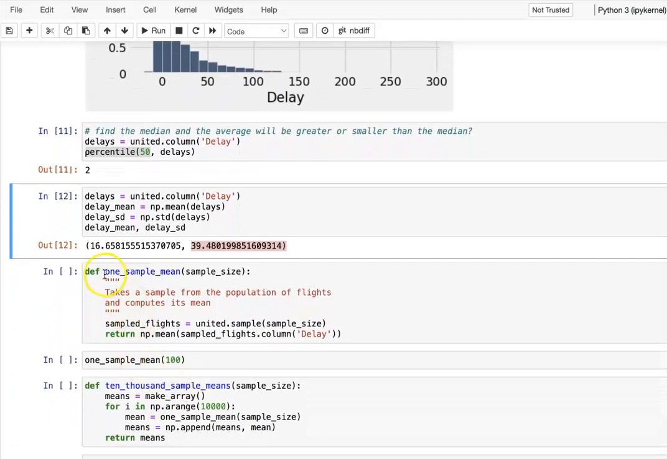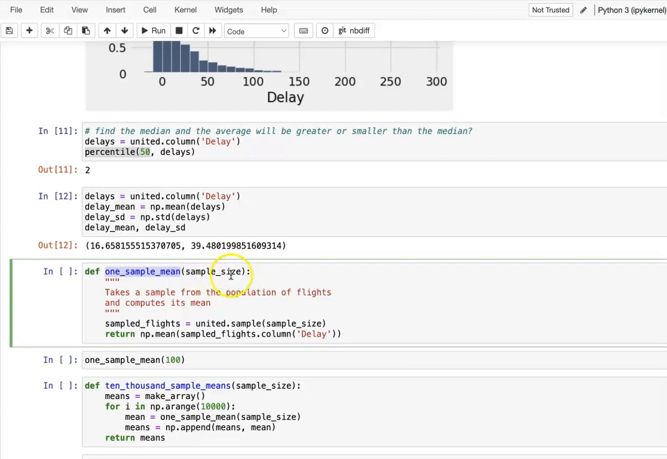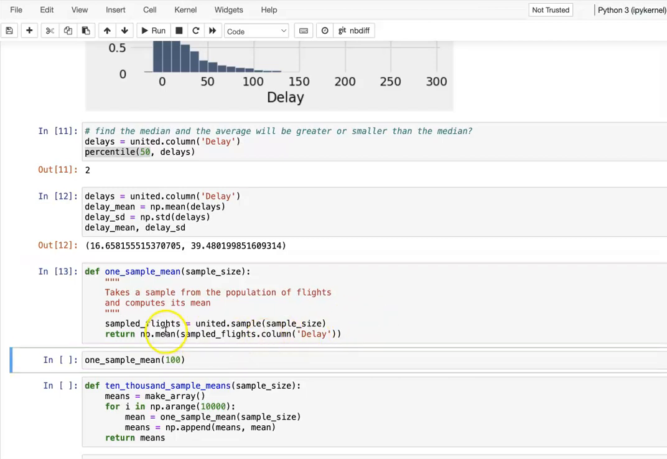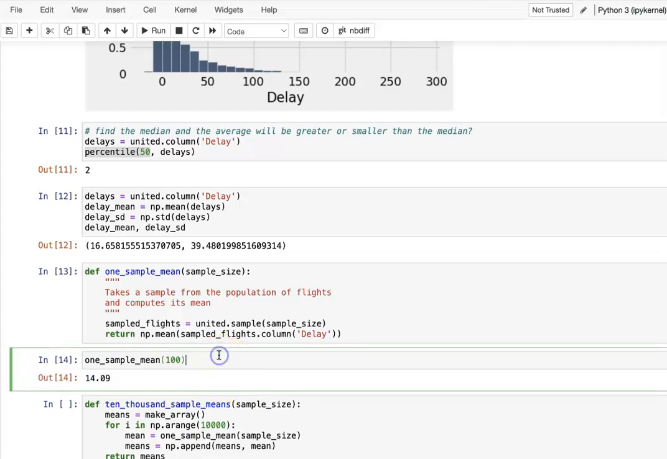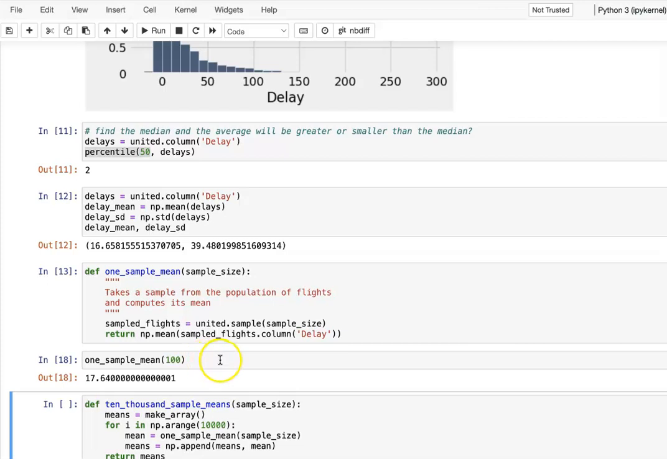Let's take one sample mean. You pass in the sample size, and we draw our sample from our population, with replacement. Each time we return the average from one sample. We run this with a sample size of 100. You have 14, 16, 24, 15. Most of the time they are close to the population average we saw earlier, but they do have some big values as well.